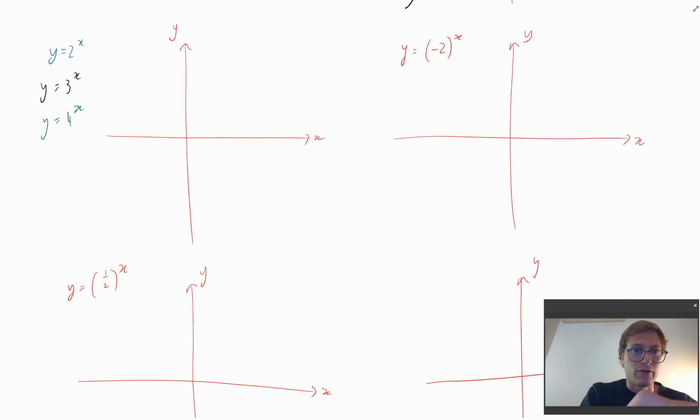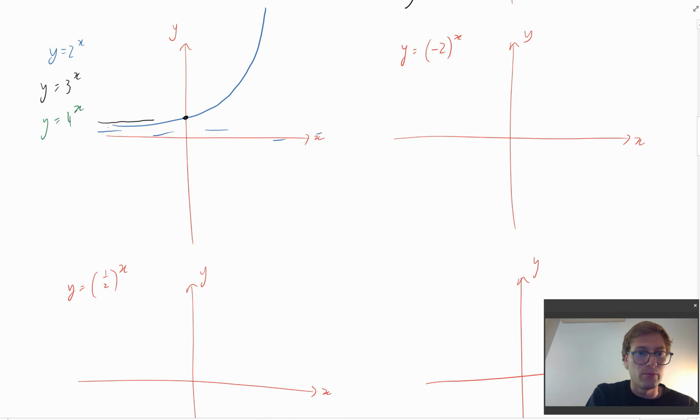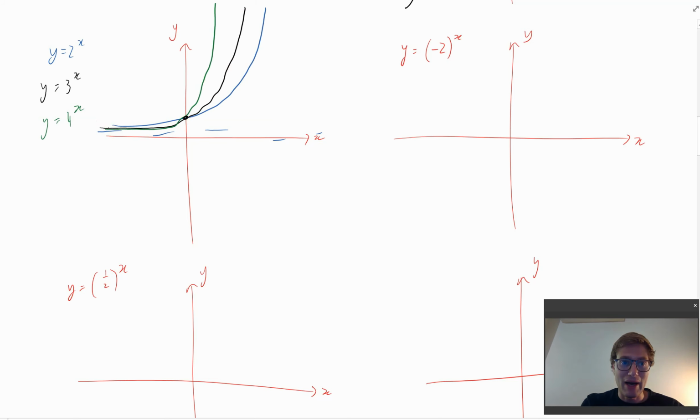Here we've got 3 different graphs in different colors. First 2 to the power x, we've seen that many times now. In black, 3 to the power x. All 3 to the power x does is go through the same point here, but it grows quicker. And then if the base is 4, it also grows yet quicker still. But in none of those cases with the different bases did the shape change. It's always got that growth shape look to it.